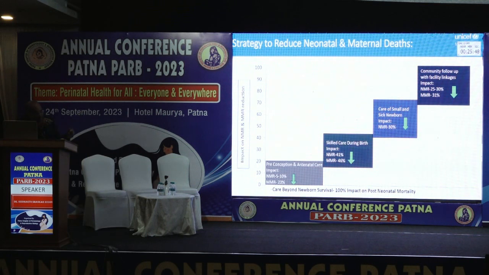Similarly, the upper part, the community part: if we focus immediately after delivery on both mother and newborn, then we can reduce around 31% of maternal mortality and around 30% of neonatal mortality. That means if we focus on the community part, we can address around 50% of maternal and newborn deaths at the community level by providing just simple follow-up care, early identification of danger signs, and referring them to the health facilities.